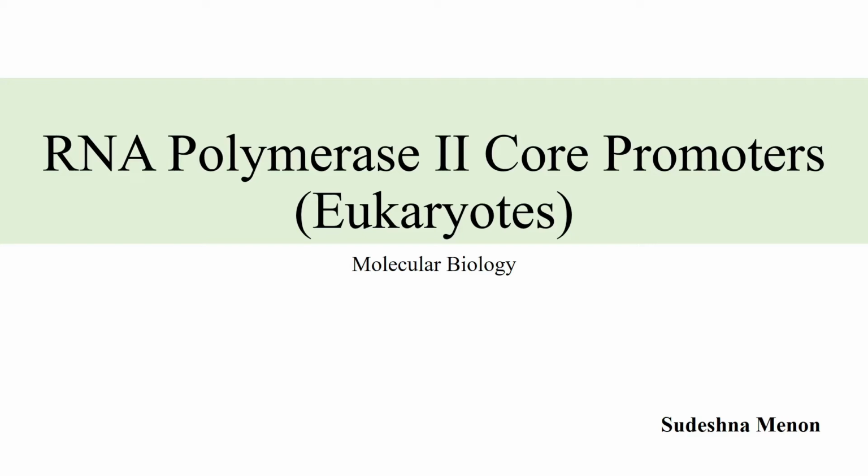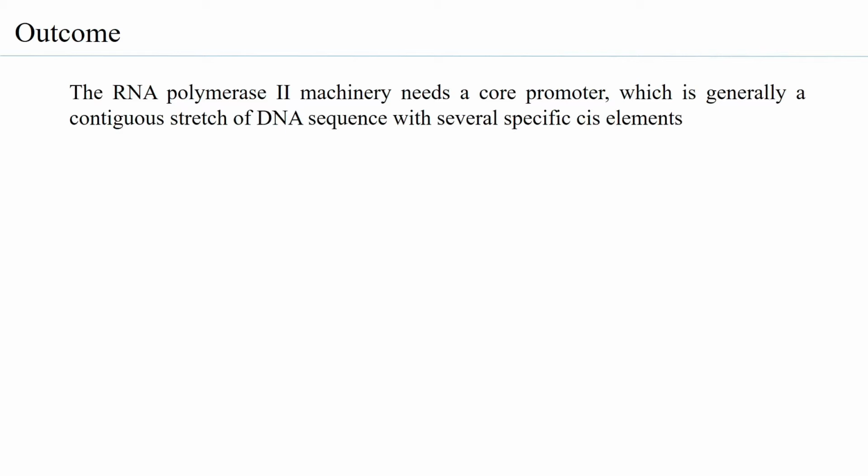So let us look at the learning outcomes of this session. The RNA polymerase II machinery needs a core promoter. That is something that is very clear. And this core promoter is generally a contiguous stretch of DNA sequence. And within this contiguous stretch of DNA sequence are present several specific cis elements. And these cis elements are the regions where you can have the transcription machinery assembling. So that is another important thing that one comes to know.